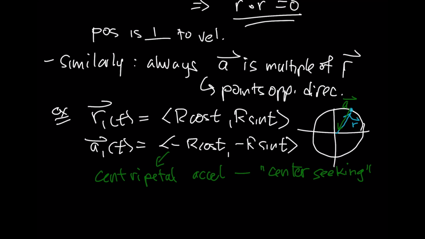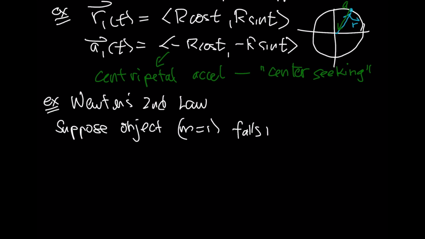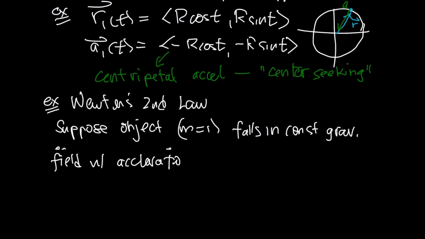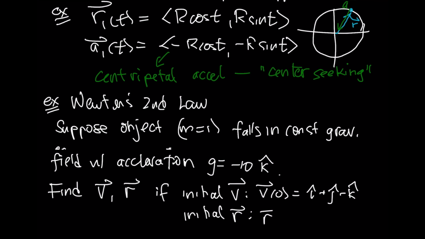Another example has to do with Newton's second law. Suppose some object that has a mass equal to 1 falls in a constant gravitational field with acceleration g equal to negative 10 in the k direction. What we would like to do is find the velocity and the position if v at time 0 is i plus j minus k, and then the initial position, r of 0, is 2i plus 3j.